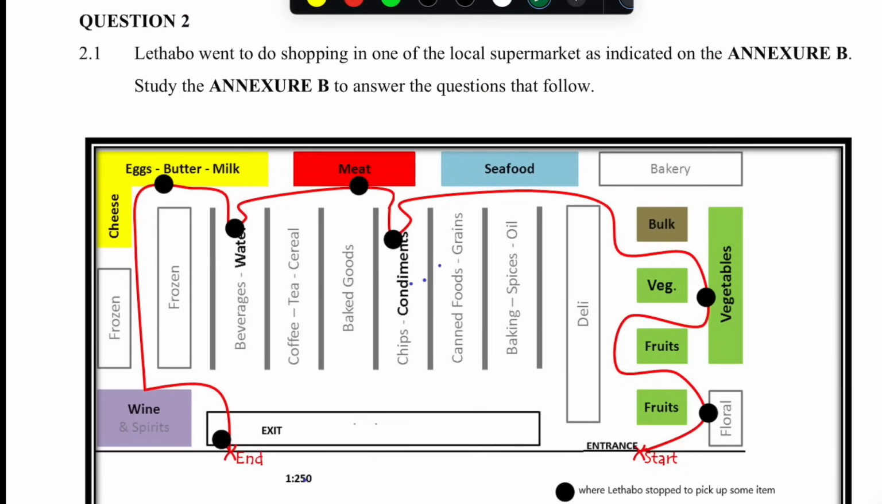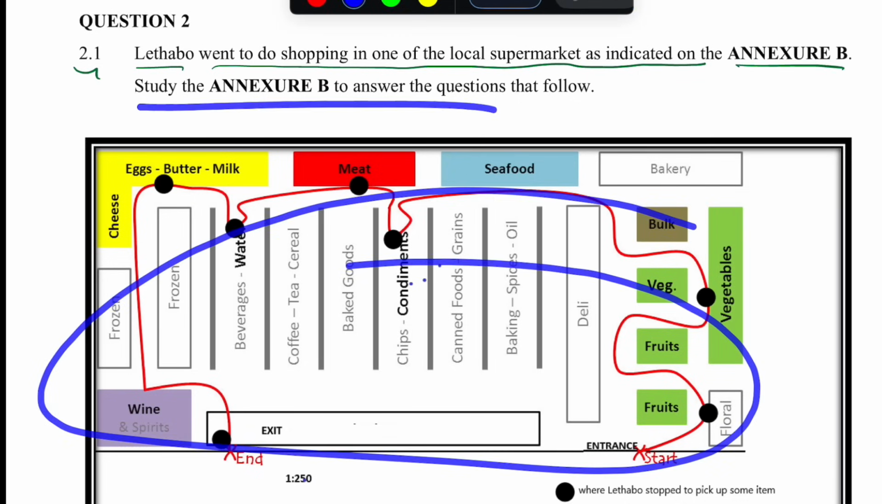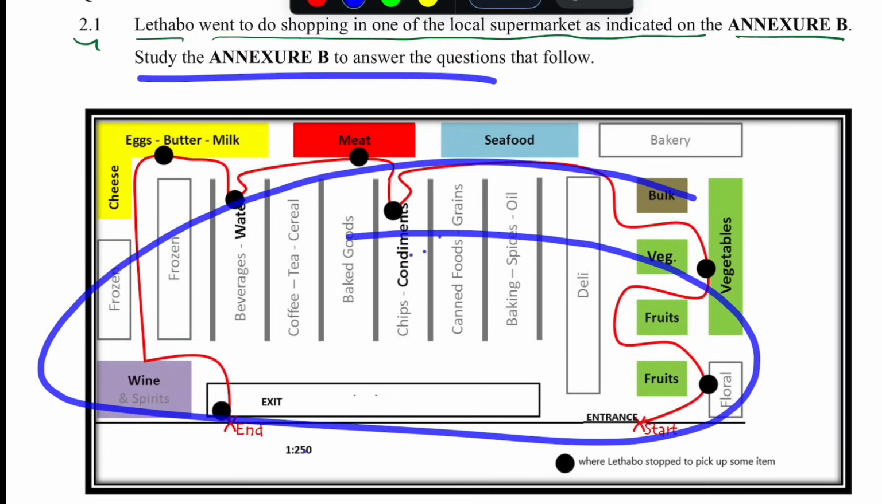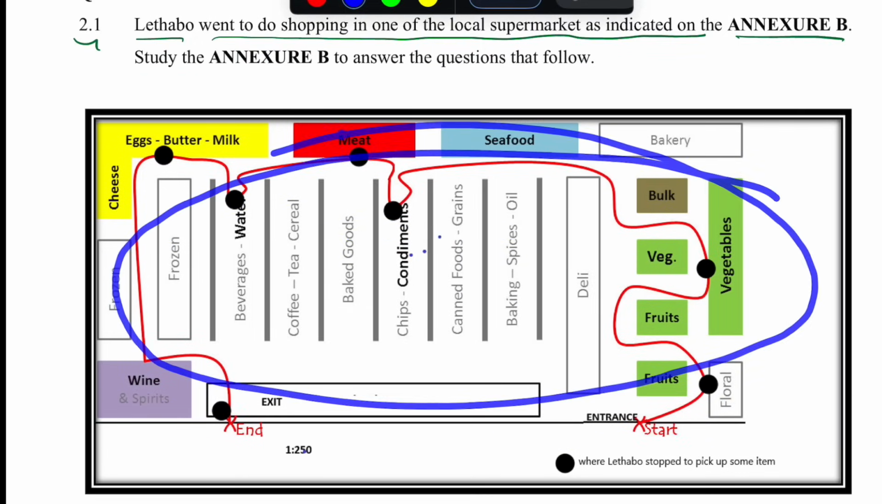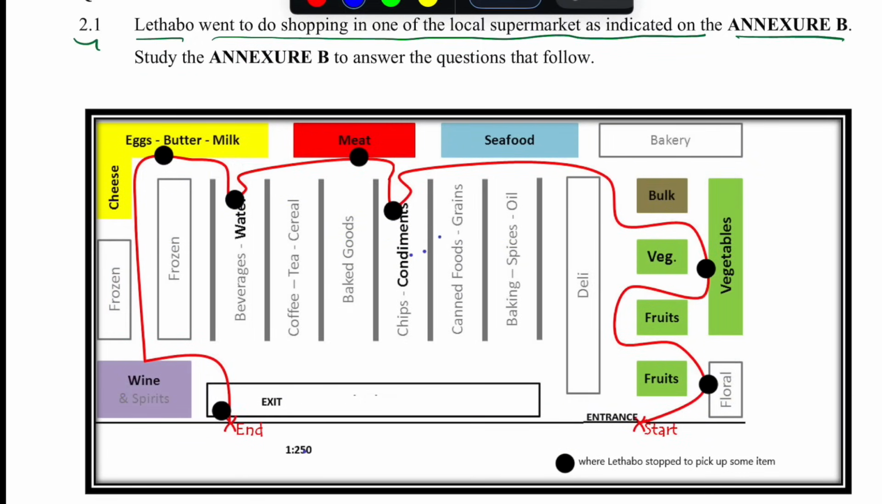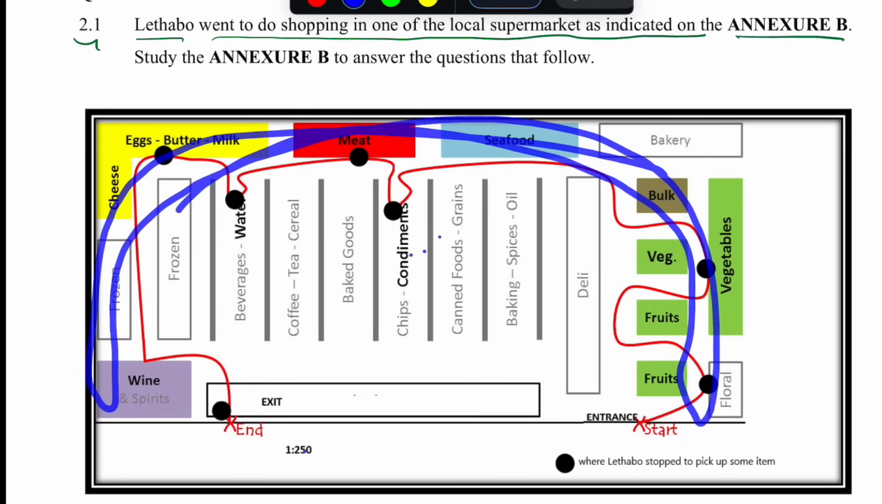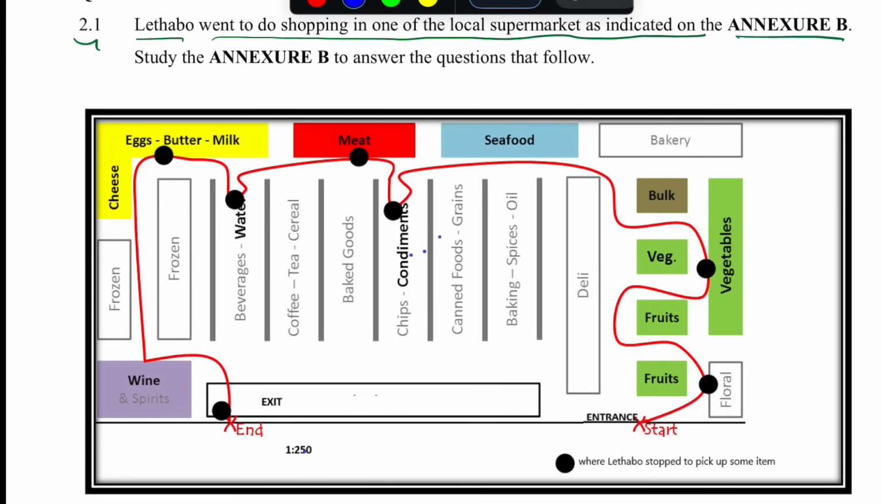Now let's go to the next question. Question 2. 2.1, it says Litabo went to do shopping in one of the local supermarkets indicated on annexure B, which is this one. Study the annexure. Guys, this is the supermarket. This is the layout of the supermarket. That's the entrance there, and that's the exit there. So these are the shelves of the supermarket there, right?